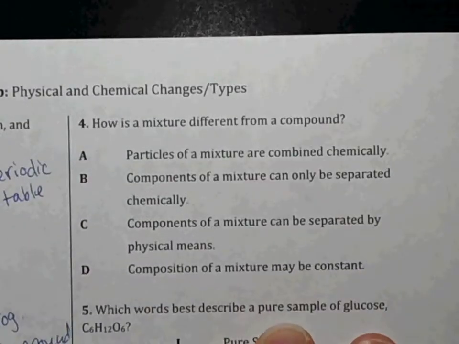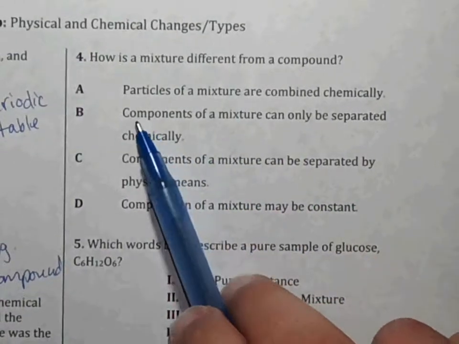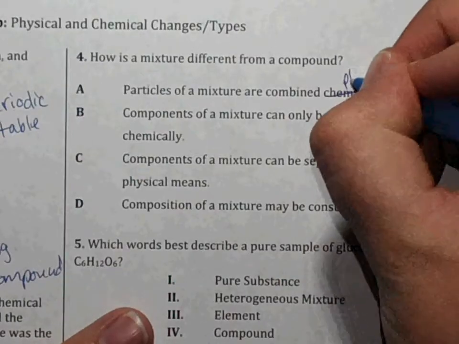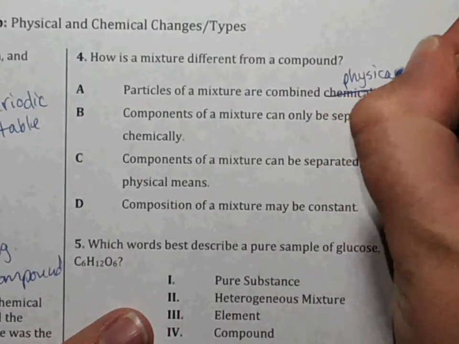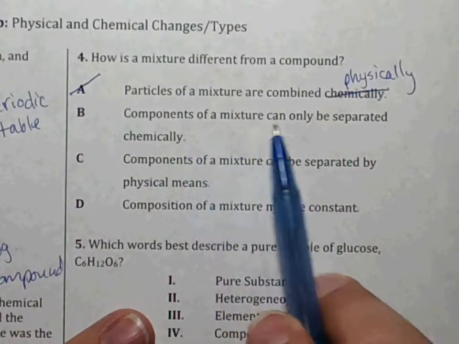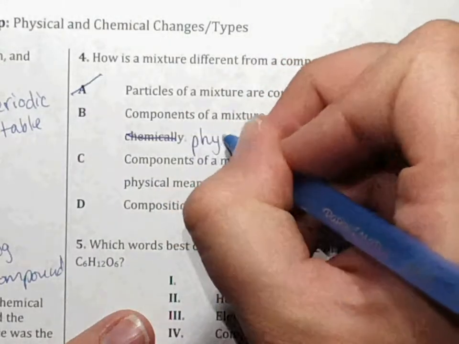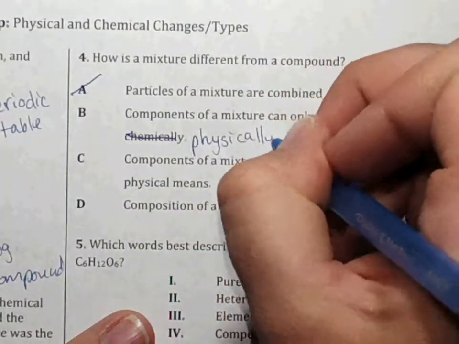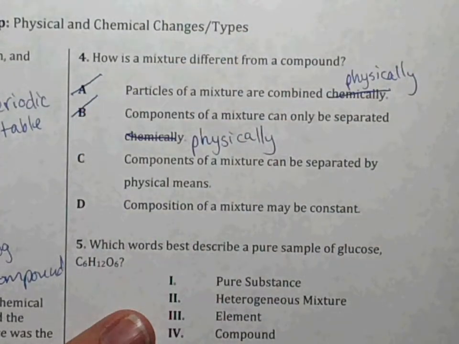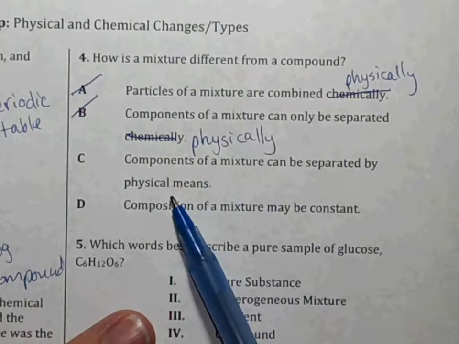Let's look at number 4. How is a mixture different from a compound? It says particles of a mixture are combined chemically. That's not true. Particles of a mixture are combined physically. So A cannot be the answer. Components of a mixture can only be separated chemically. Again, that's not true. Components of a mixture have to be separated physically, like filtering, or even just pulling pieces out of the mixture individually. Components of a mixture can be separated by physical means.